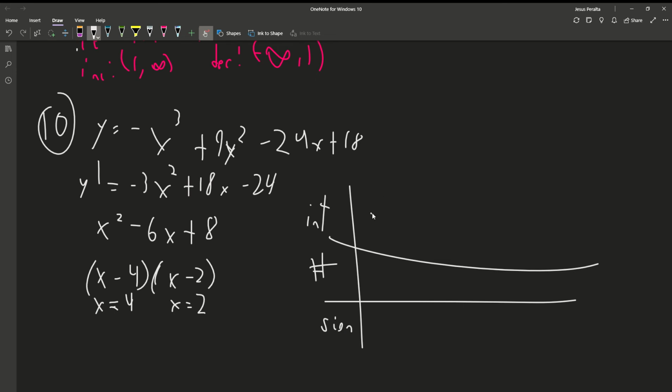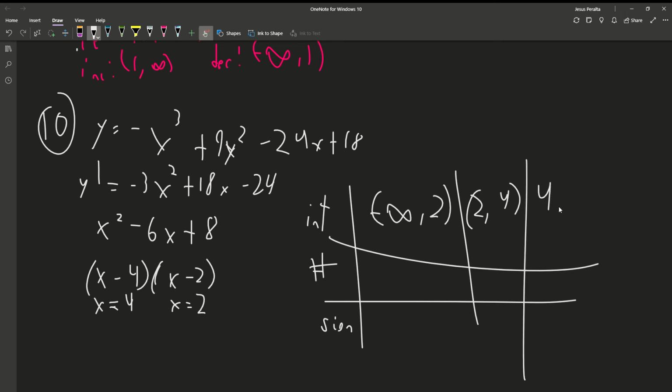And then we have our first interval from negative infinity to 2, and we have our other one from 2 to 4, and we have our other one from 4 to infinity. So we find a number. You can plug in 0, you can plug in 3, and you can plug in 5. You plug in 0, you would get a positive. You plug in 3, that would be 9 minus 18, which would be negative 9.